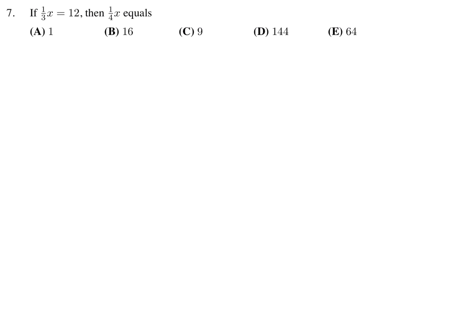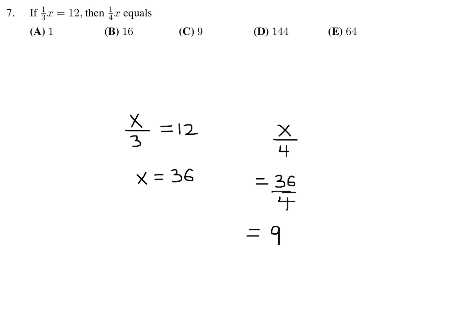If x over 3 equals 12, and therefore x is equal to 36. Then they want you to figure out x over 4. That will be 36 divided by 4, and that is equal to 9. So number 7, the answer is C.